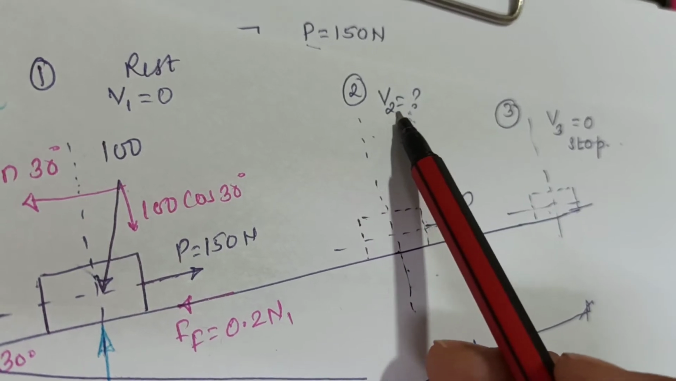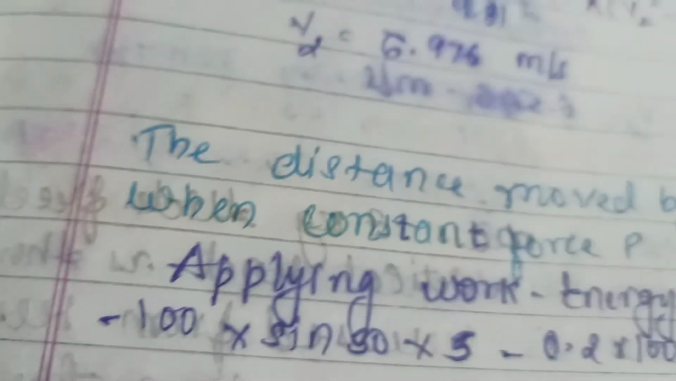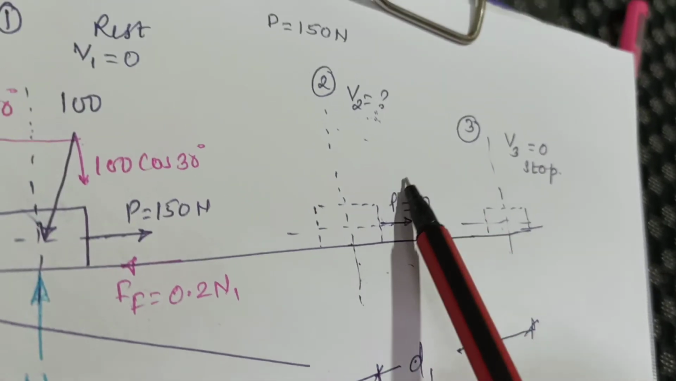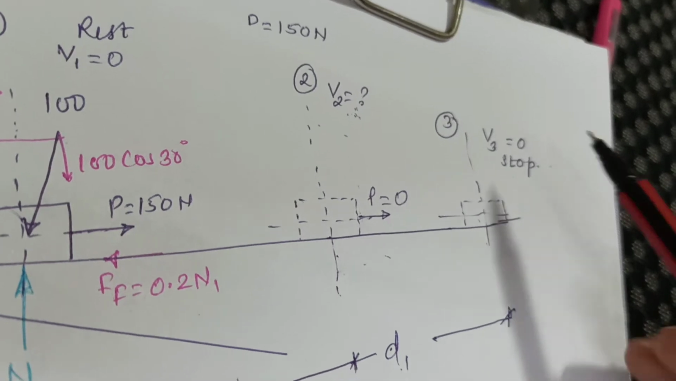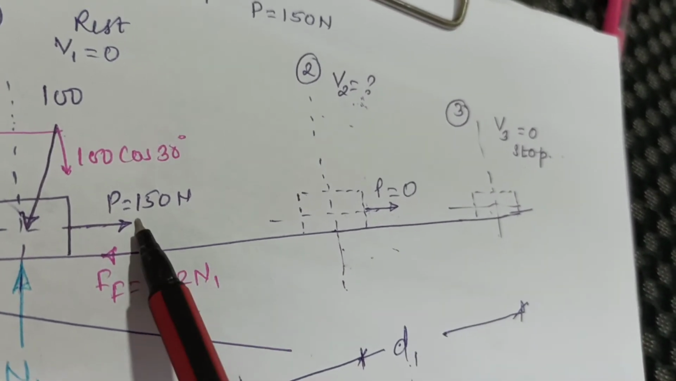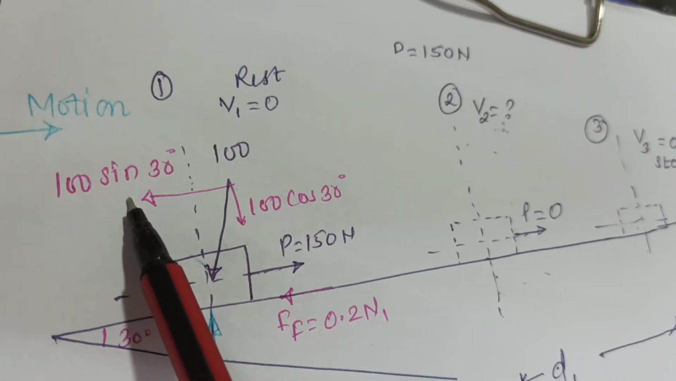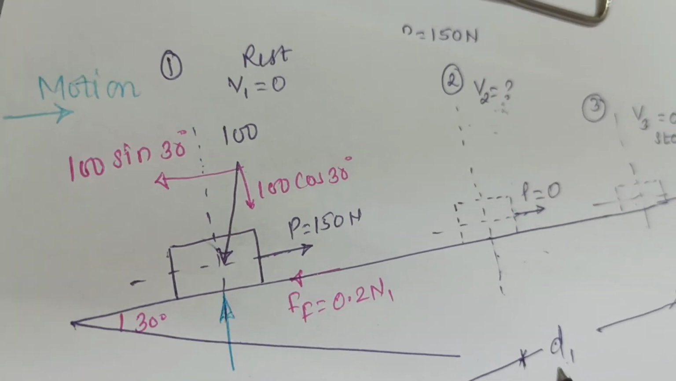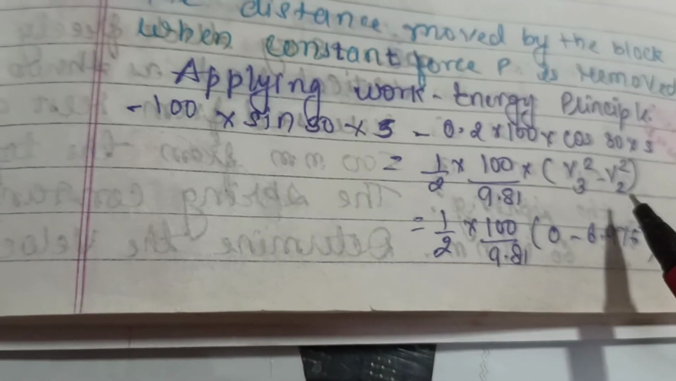So at this point the velocity v2 is equal to what? What is the initial velocity now? v2, which we have already found. v2 is equal to 6.976. Now we will apply the work energy principle to positions 2 and 3 to find out the distance moved by the block. Again, all the factors remain the same, only the value of P becomes equal to 0. The block is again moving upwards, so the weight will be acting vertically downwards. Now what is the distance? Distance will be equal to d1, and what is the velocity? Initial velocity will be v2 and final velocity will be v3. So again we'll apply the work energy principle to this block.